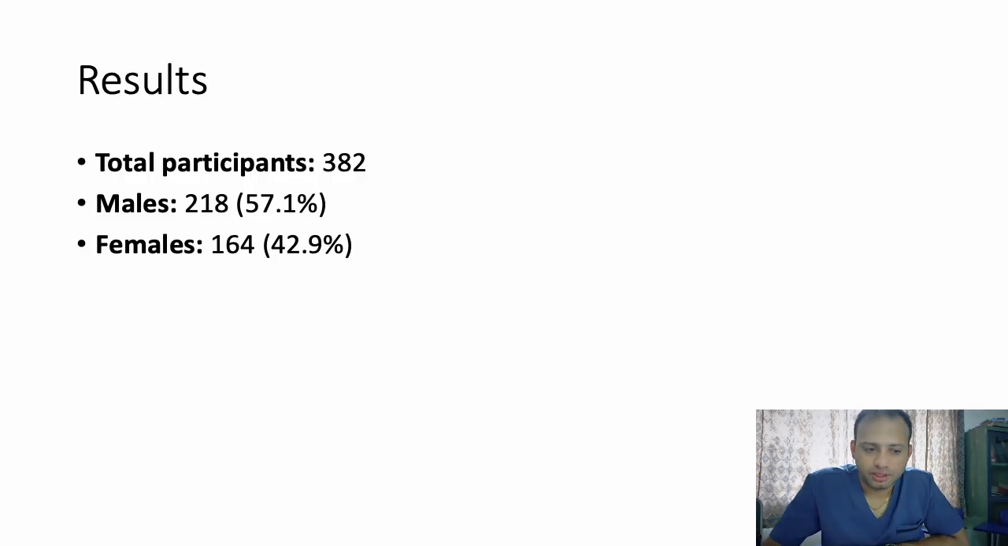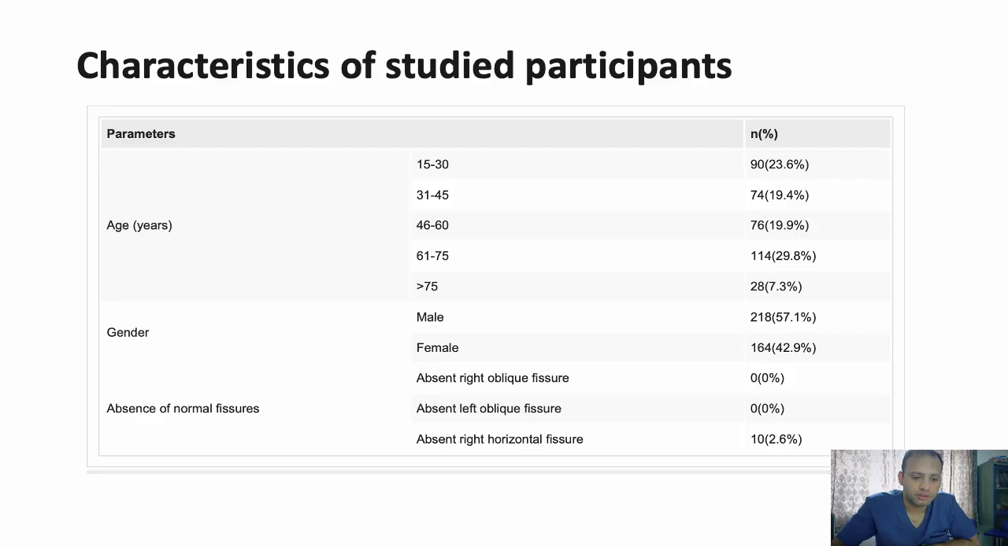So they did it in 382 patients, and 218 of them were males, 164 of them were females. If we see the absence of normal fissures, absent right horizontal fissure was seen in up to 2%, 10 patients. Absent right oblique fissure and absent left oblique fissure were not seen. Just the minor fissure on the right side was absent in 2.6%.